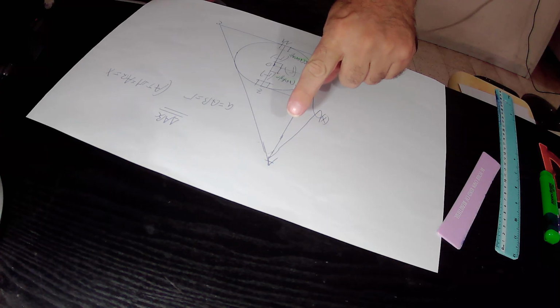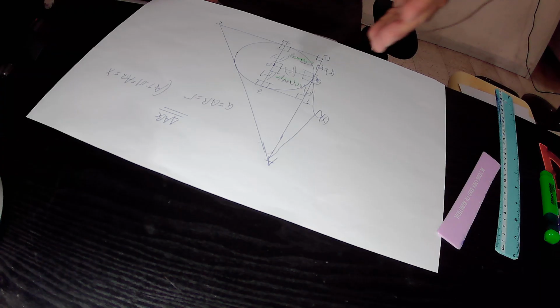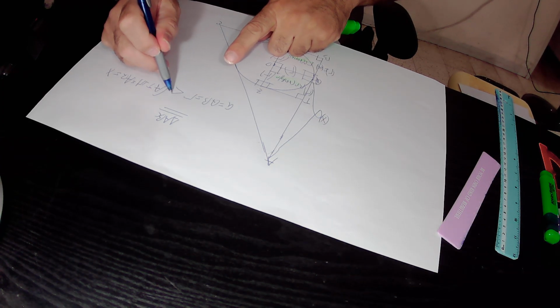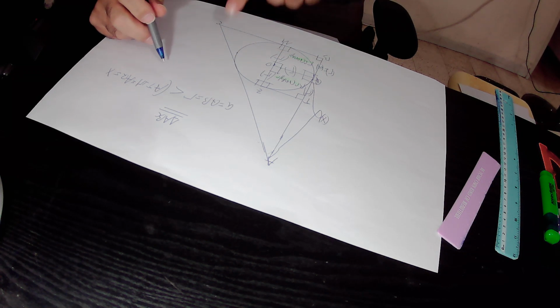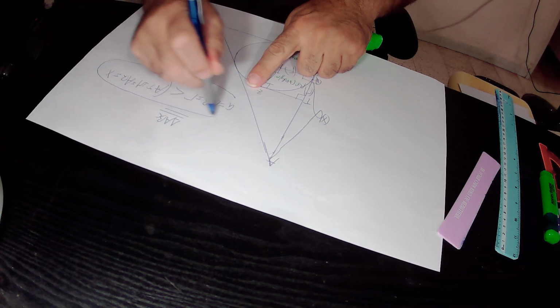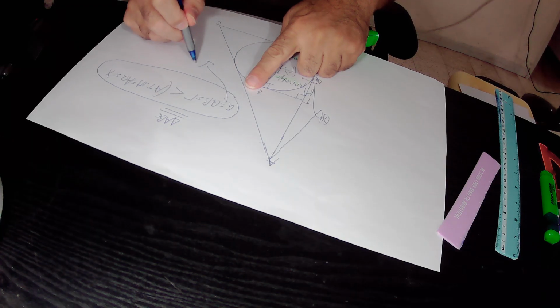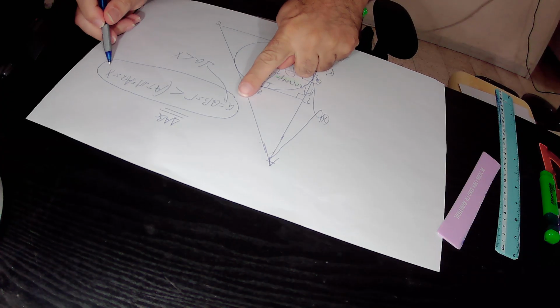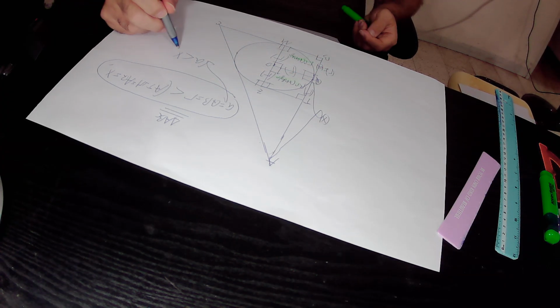AT is this side of the triangle, it is absolutely a positive number. Therefore, AT plus R must be greater than R itself because AT is a positive number. And from this inequality, we derive that A is smaller than X, or X is greater than A.